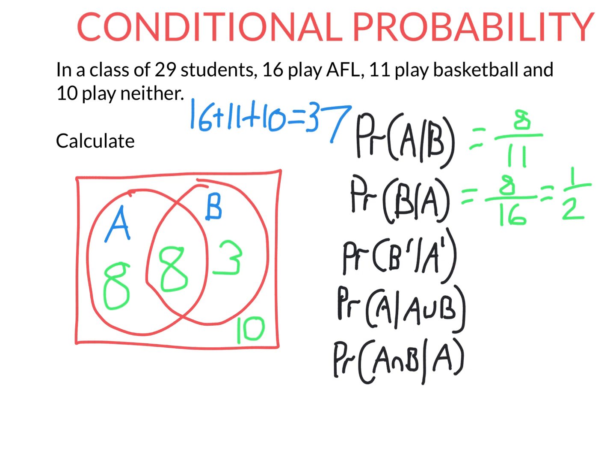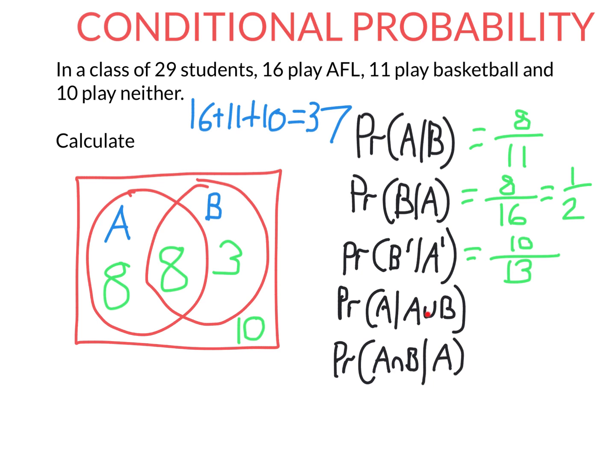So this question here, if you've forgotten, this symbol means not. This means probability of not B given not A. So we're saying we know the person doesn't play AFL. What's the probability they also don't play basketball? Well, if we look at our Venn diagram, there are 3 plus 10. There are 13 people who don't play AFL, and of these 13 people who don't play AFL, these 10 also don't play basketball. So the required probability is 10 over 13.